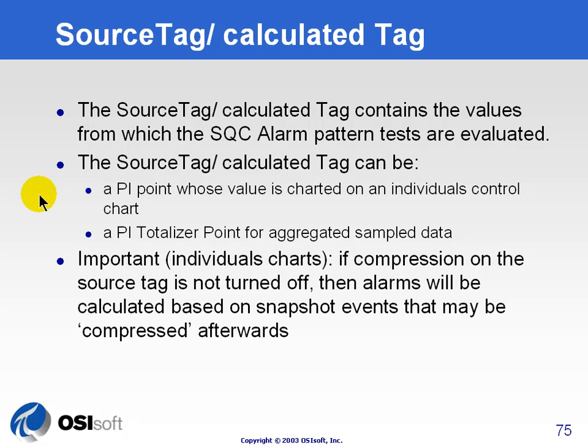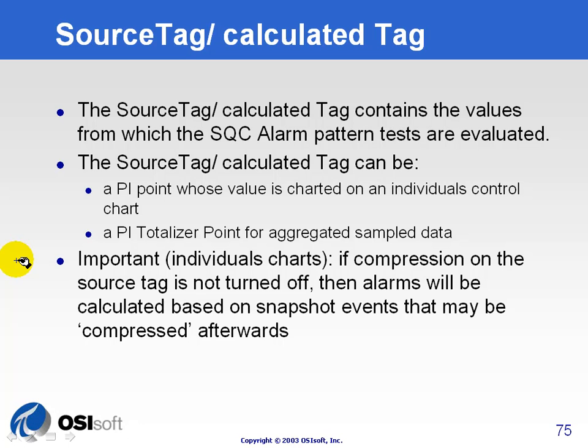It can be simply the PI point if it's a chart of individuals, or it can be a totalizer point that is the aggregated results. As I said, the averages or the ranges, depending on what type of SQC alarm it is. So it can be either just a simple point that's tracking the individual values after filtering that the chart of individuals was using, or it can be that totalized point.